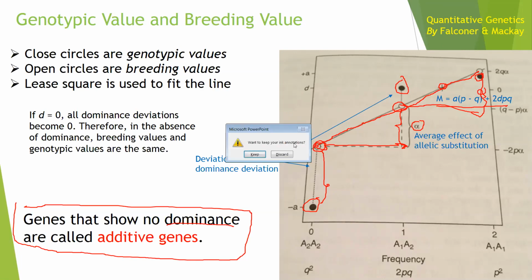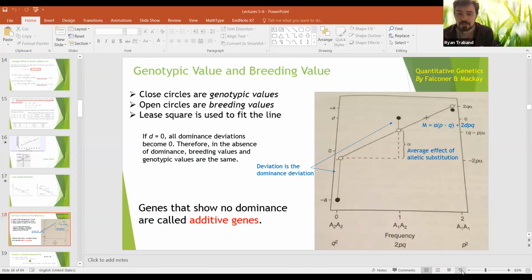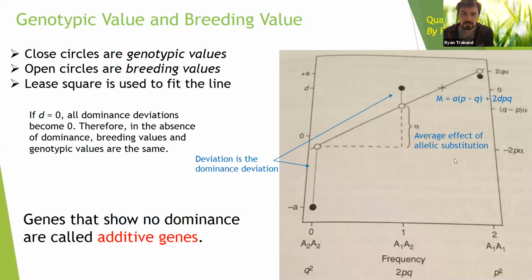Yes. And then the difference between the actual data point, or the genotypic value, and the breeding value on the regression line, that is our error. That is our error, or dominance deviation. That's right. Exactly. So we're going to talk about this because when you try to predict the breeding value for the next generation.